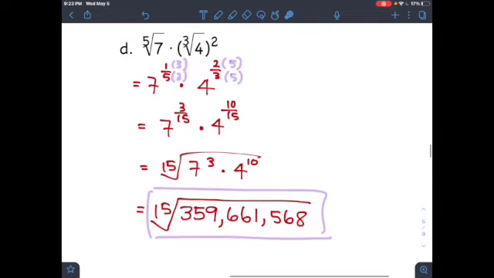For example, letter D, you have to change your exponents, 1/5, and right here is 2/3, and then the common denominator is 15. That's 3/15 and 10/15. 15 comes outside, and then 7 to the 3rd power, 4 to the 10th power. When you punch in the order of operations, 7 to the 3rd power is 343, and 4 to the 10th power, I cannot remember. But when you multiply those two together, this is the answer I got.